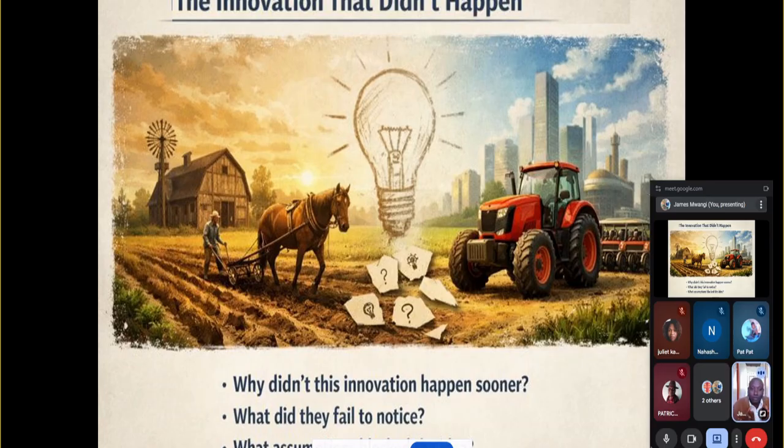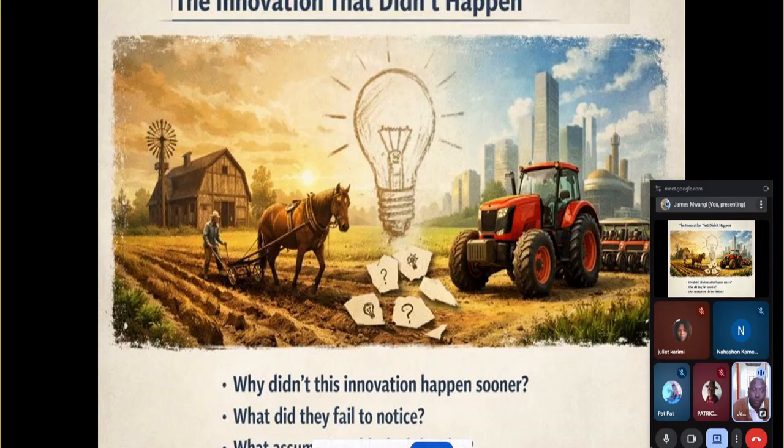They did not prevail. Those ideas did not happen. They happened later. So you find that there are innovations that could have happened earlier, like the discovery of electricity, which could have happened 500 years ago. Electricity is not older than maybe 150 years. But what if it was discovered in the time of Jesus? Where would we be? So the first question there is, why didn't this innovation happen sooner?